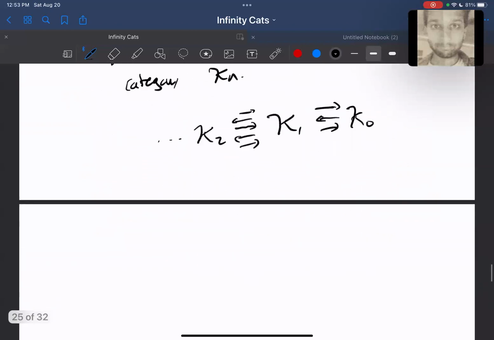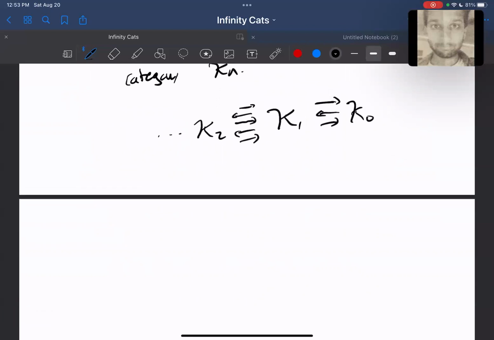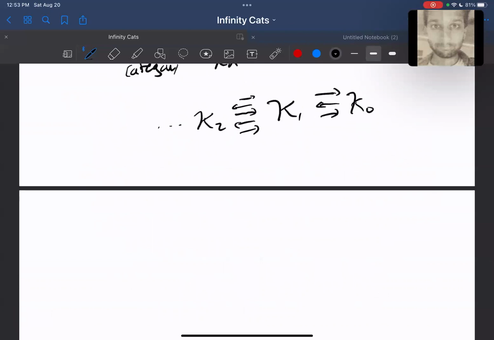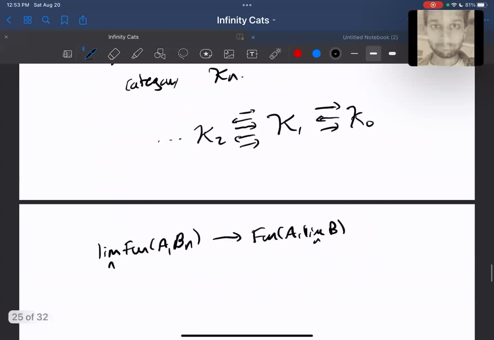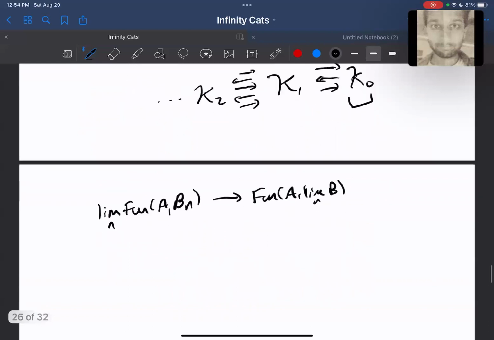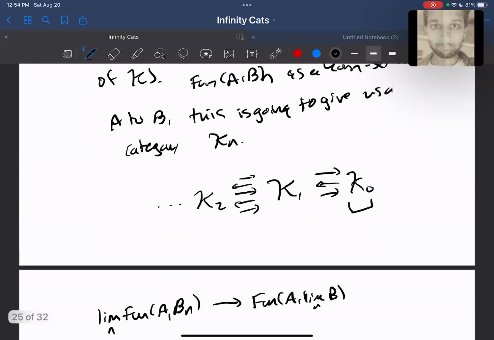So our limits, we also want to satisfy an enriched universal property. So what this means is we can unpack this definition. You can ask that fun A comma B_n for some diagram, lim n. We're going to get a unique map from this to fun A, lim n B, if this is just your underlying limit in the underlying category K0 of K. So what we want is we just want this map to be an isomorphism. So we want this to satisfy a sort of unique enriched universal property such that it's still a limit in all these higher categories.